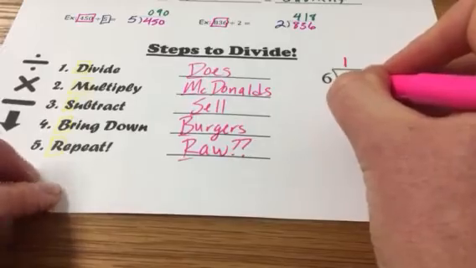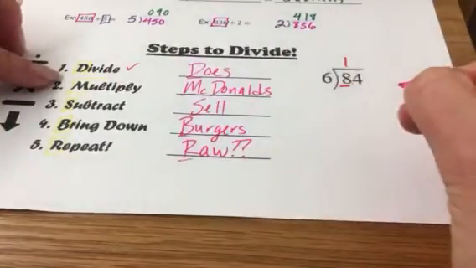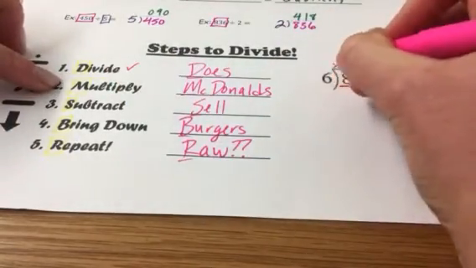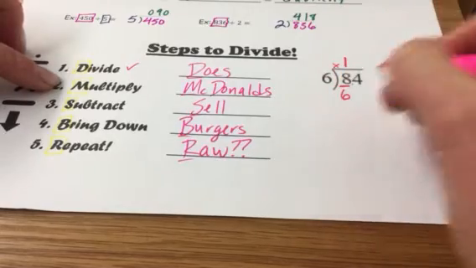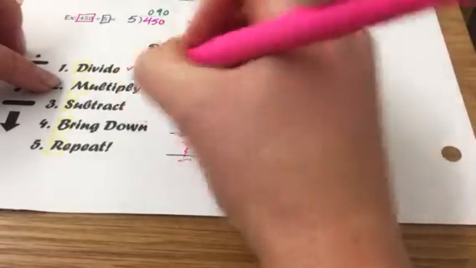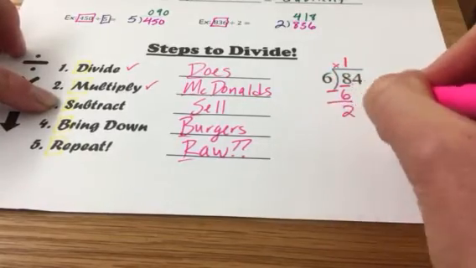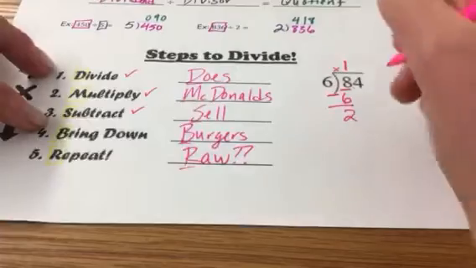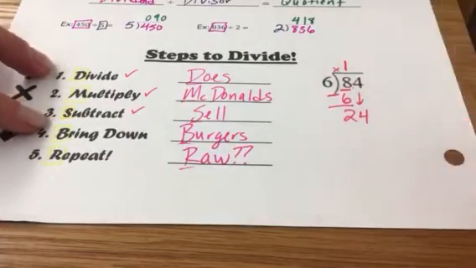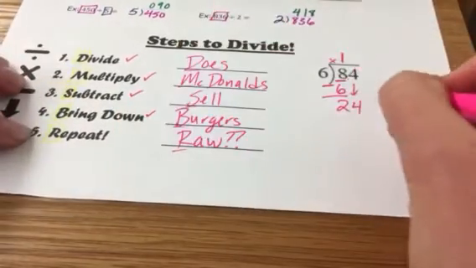So we just did our division piece. Step 2 is we're going to multiply. 1 times 6 gives you 6. We're going to write it underneath. Next, we will subtract these two numbers. 8 minus 6 is 2. I will bring down the next number. Brought it down. And now we repeat.